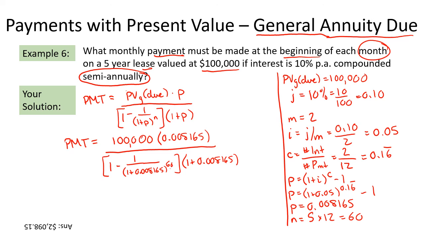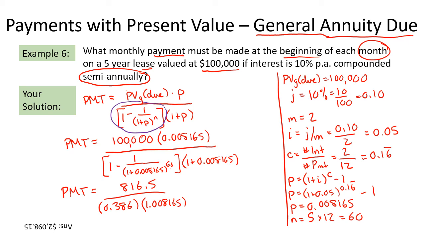So again, doing this in steps, your payment is equal to 816.5 divided by everything in this first large bracket again. You'll get 0.386 multiplied by 1.008165. And if you calculate that out, you get $2,098.15.